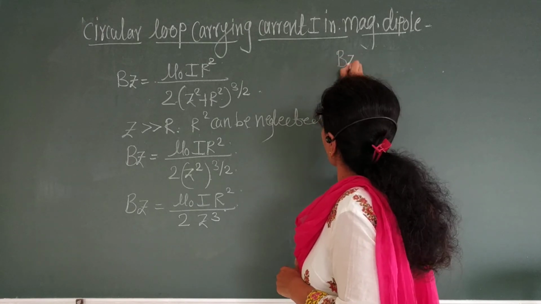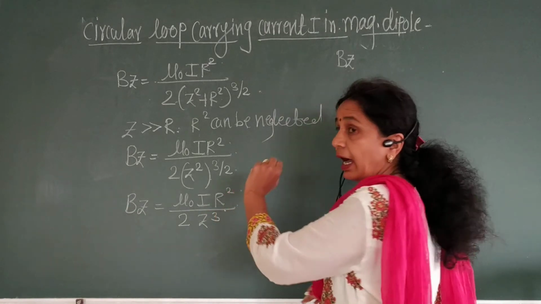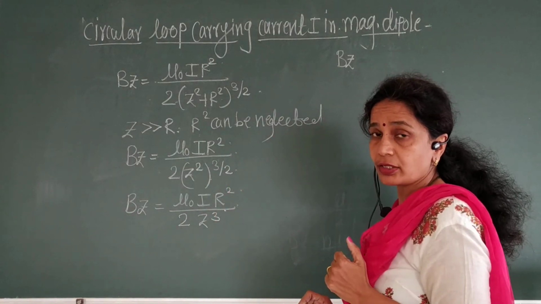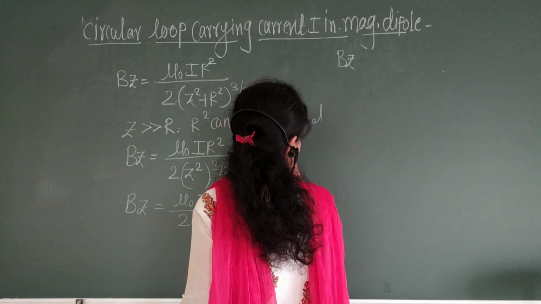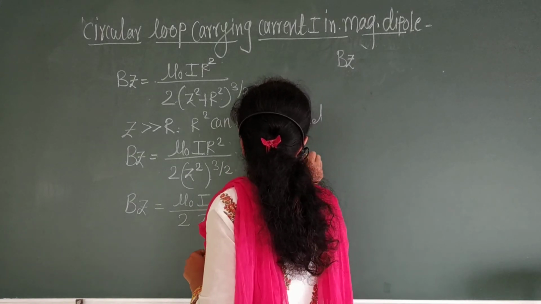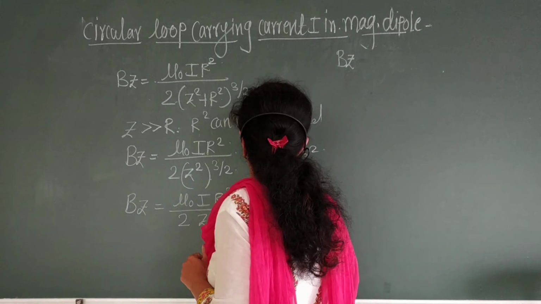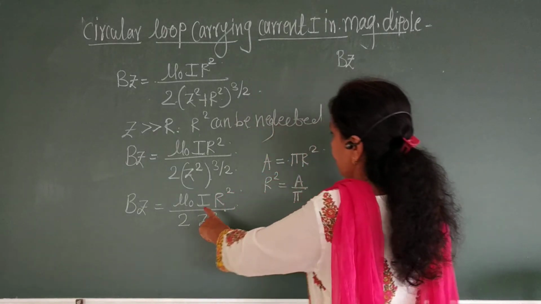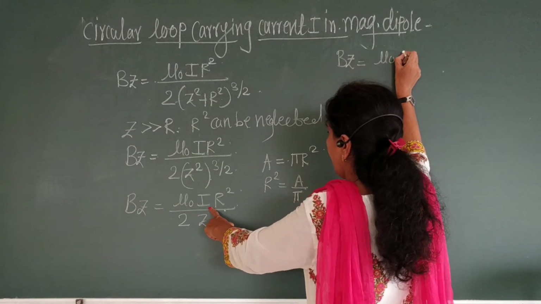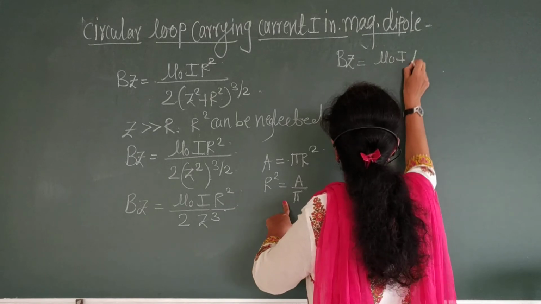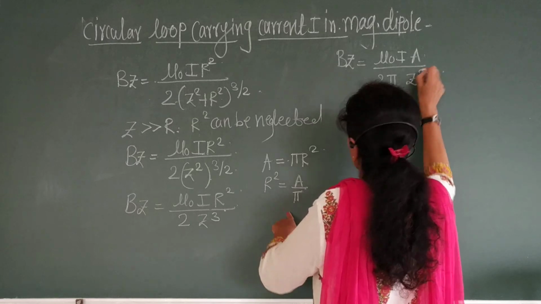Now put the value of r square here. What is the value of r square? From the area of the coil: what is the area of the coil? A is equal to pi r square, and therefore r square is A upon pi. Therefore Bz is equal to mu 0 I as it is, and r square is A upon pi, over 2 z cube, giving mu 0 I A upon 2 pi z cube.